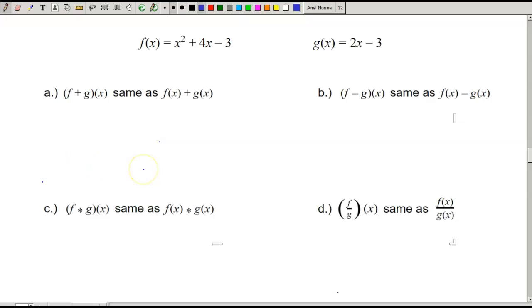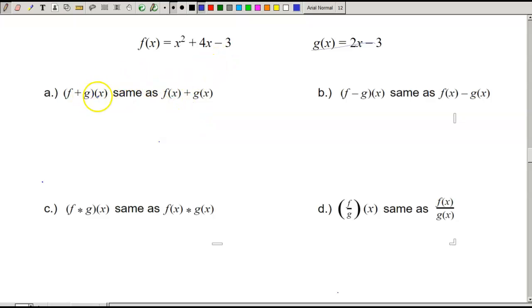All right. So go ahead and practice some of these. You can pause the video and look at A, B, C, D, and you can see we have new function definitions up here, and go ahead and try these 4 problems.